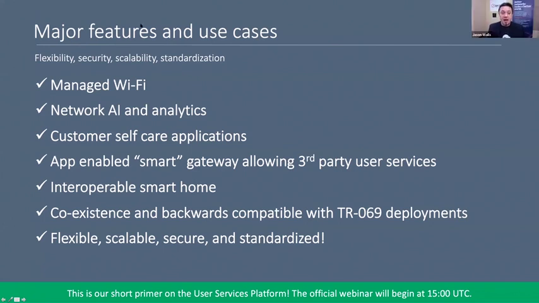they're able to migrate safely without having to completely overhaul everything, and rely on the same data model that exists now, which might already be tied into OSS or BSS systems. So we wanted to make sure that it could coexist, have a clear migration path, and be backwards compatible. And we say that it's flexible, scalable, secure, and standardized. Those were the design methodologies that we had in place when we started making it.